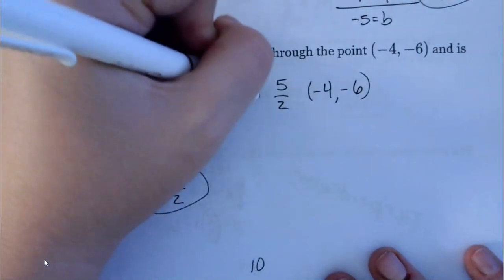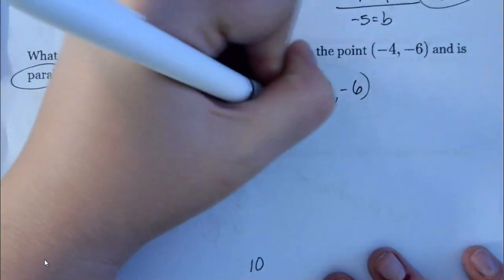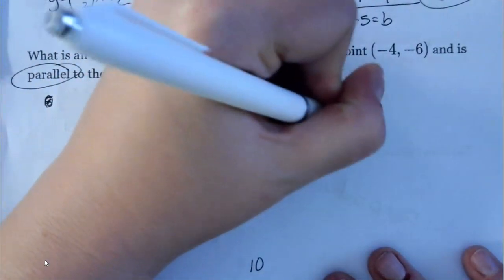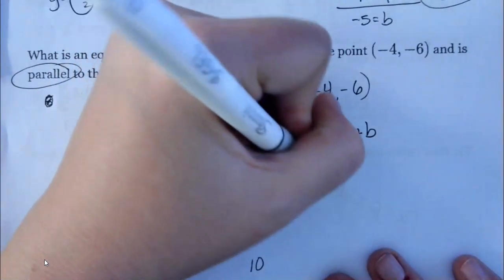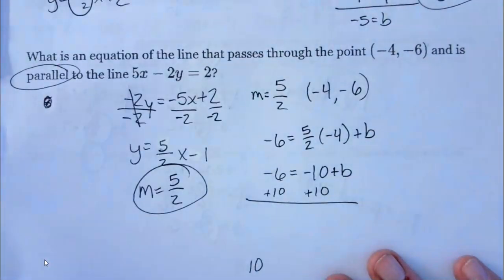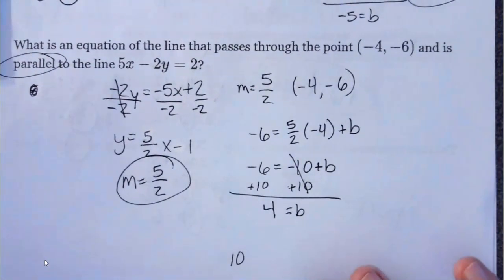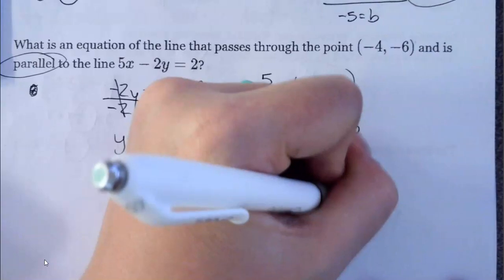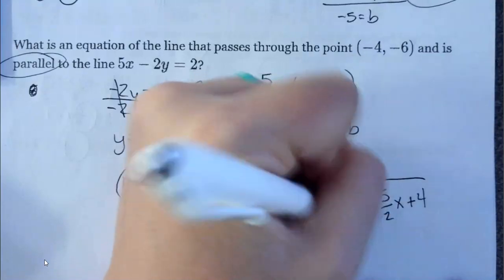And so now we plug these things in. We have our slope that does not change. We have our x, our y. y equals mx plus b. We're going to multiply these. When you multiply 5 times negative 4, you get negative 20. Cut that in half, you get negative 10. Then we add 10 on both sides. So b ends up being 4. So y equals 5 halves x plus 4.